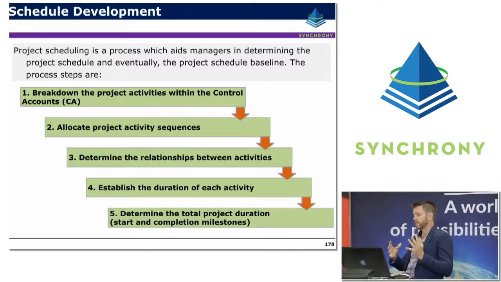The steps are very similar to the planning for the PMB: breaking down the project activities within the control accounts, allocating the activity sequence, determining the relationships between the activities, establishing the duration of each activity, and determining the total project duration. So within each control account, the activities are broken down in this manner, and then cumulatively for the overall project duration can be determined. There's also a step within there which involves identifying the interdependencies between those different control accounts. So integrating the interdependencies between them.